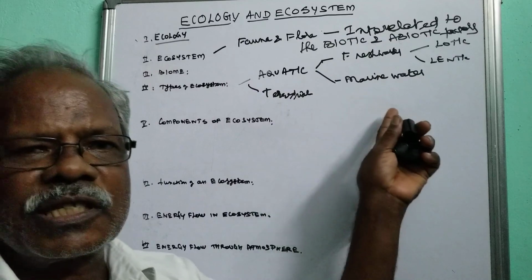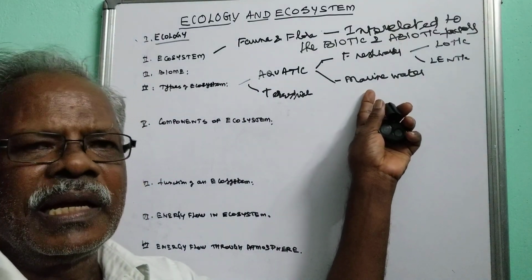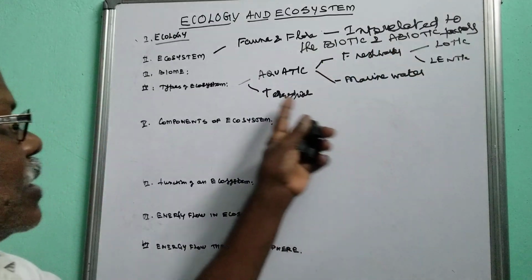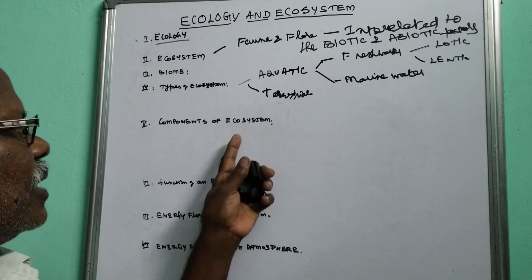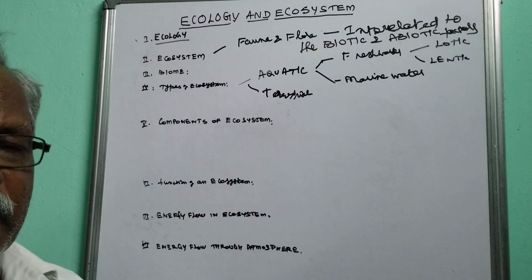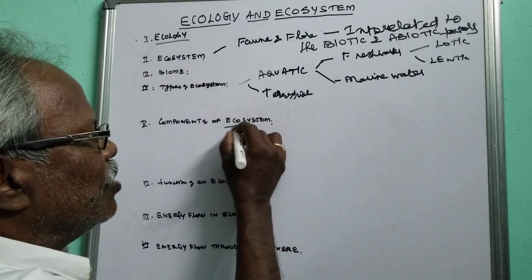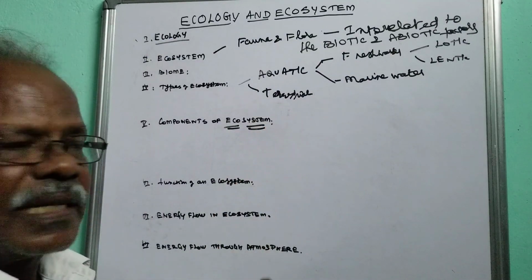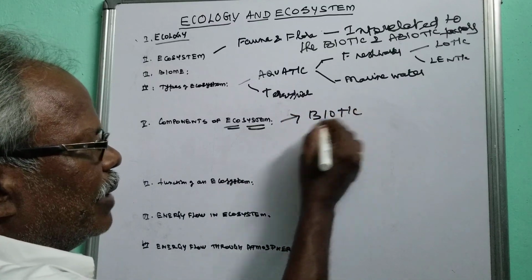And in the terrestrial ecosystem also, we study what type of plants or animals are found on land. These things we are going to study in types of ecosystem. Then components of ecosystem. As I already told you, ecosystem means eco and system. System means combination of things. The ecosystem is divided into biotic factors and abiotic factors.